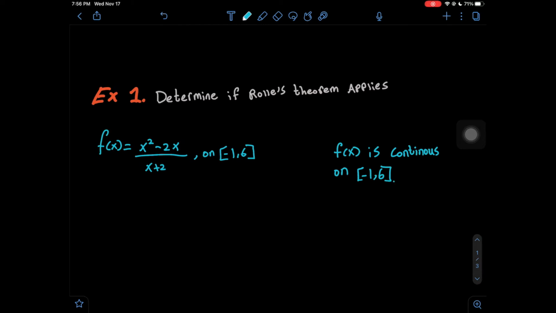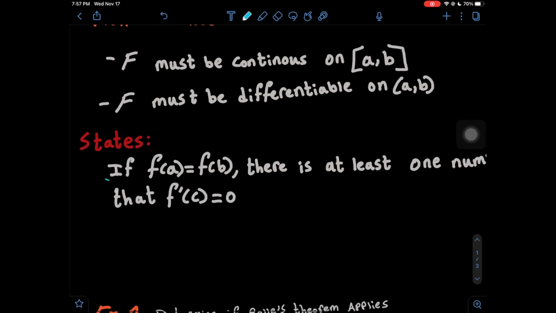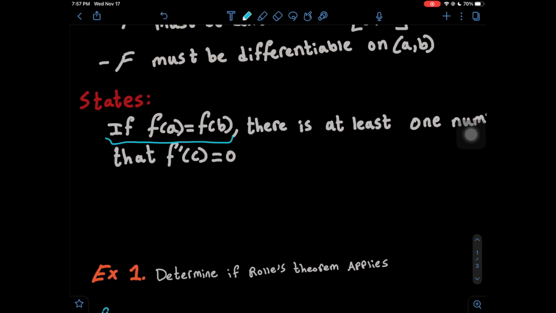So we're going to say f of x is differentiable on the open interval -1 comma 6. And we can go through another video in the future determining how a function is differentiable or not. Again, we will be there soon. So now we have our first two criteria done. Now we have to find out if f of a equals f of b. So let's go ahead and do that.